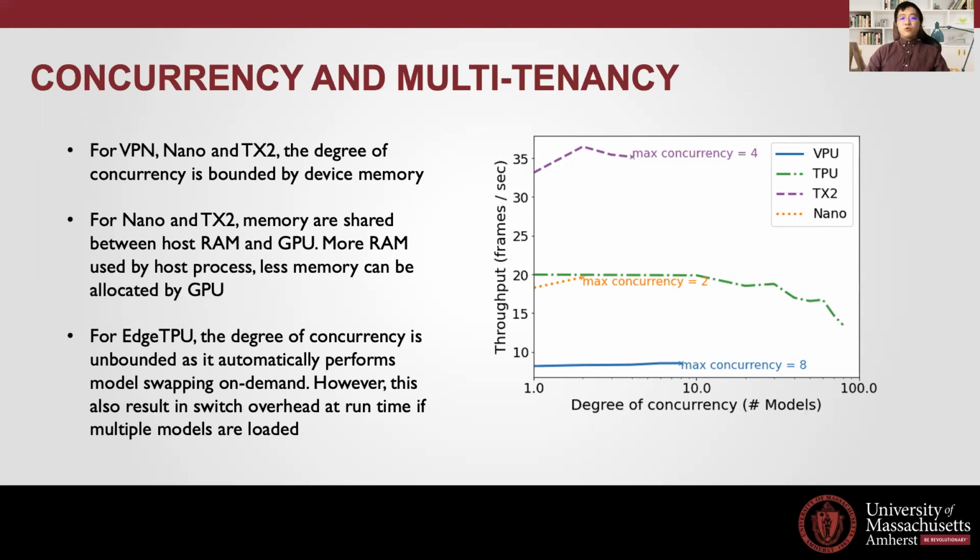Interestingly, Edge TPU can load a large number of models concurrently, even though it only has 8 MB memory. That is because it automatically performs context switch between models on demand. So as long as the total memory size does not exceed the host memory, Edge TPU can load as many models as we want. However, this also introduces context switch overhead for consecutive requests of different models. That's why we see the throughput decrease when loading more models.